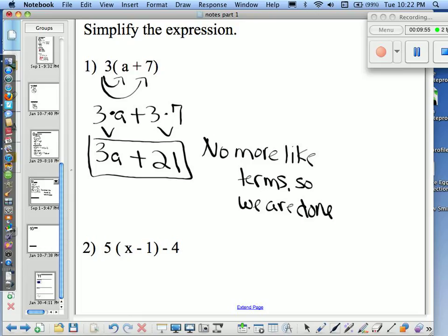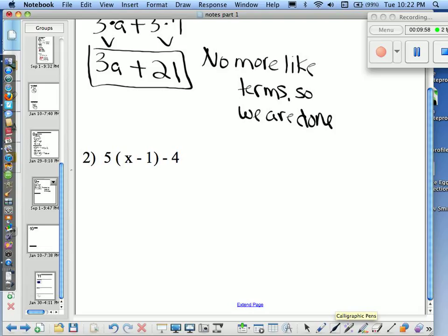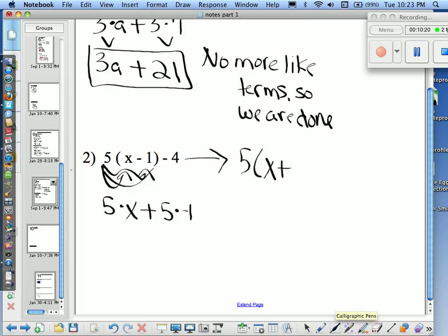Okay, let's move down to the bottom one. We've got the distributive property right here. That means we have 5 times x plus 5 times negative 1. So I'm going to rewrite this problem as an addition problem. So 5 times x plus 5 times negative 1. We have not used this yet, so it just stays here. It is not inside the parentheses, so we did not use the distributive property.